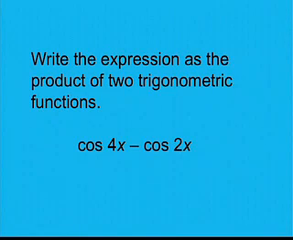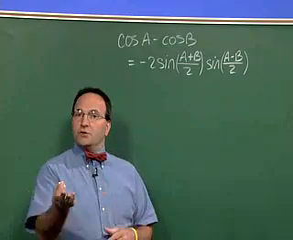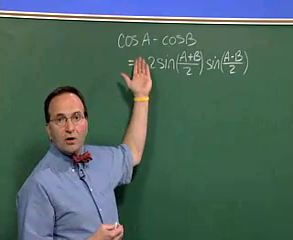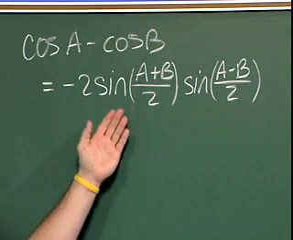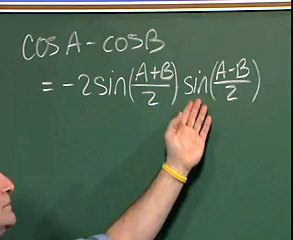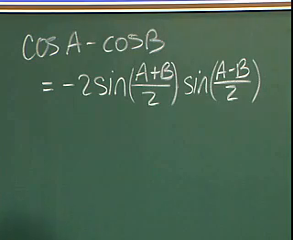Write the expression as the product of two trigonometric functions. We have cosine 4x minus cosine 2x. To do this problem, we want to use the identity cosine A minus cosine B, which is equal to negative 2 sine of A plus B over 2 times sine A minus B over 2.